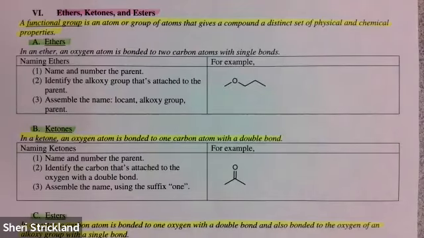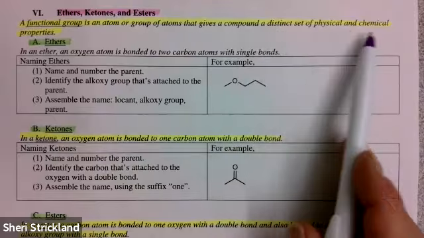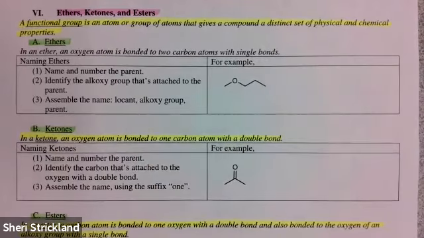In this video, we will continue our investigation of drug chemistry by talking about some of the functional groups that we find in drug molecules. Now, a functional group is an atom or group of atoms that gives a compound a distinct set of physical and chemical properties. So we're going to look at a few and some basic naming, just so that we can get around in the drug structures that we have in this chapter.